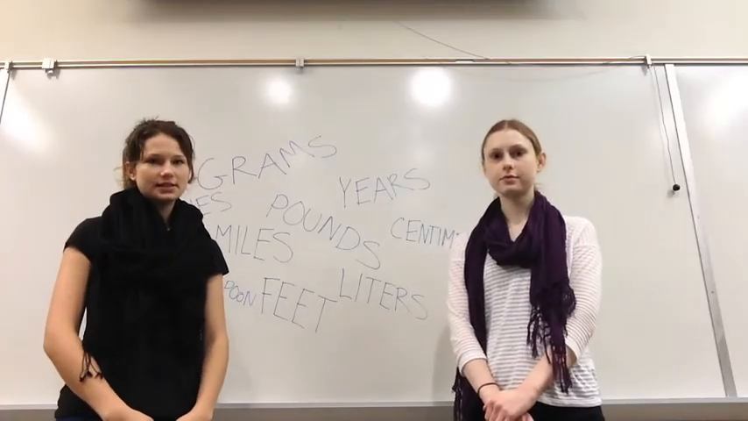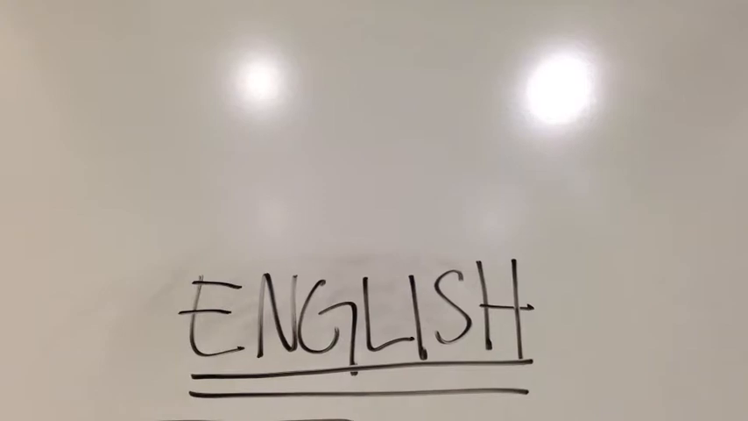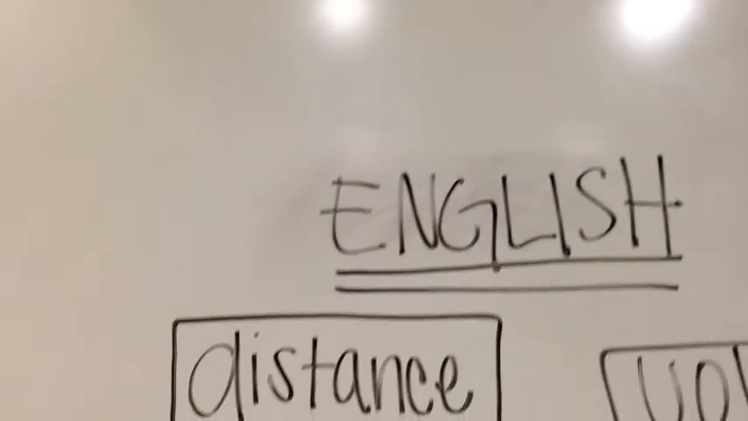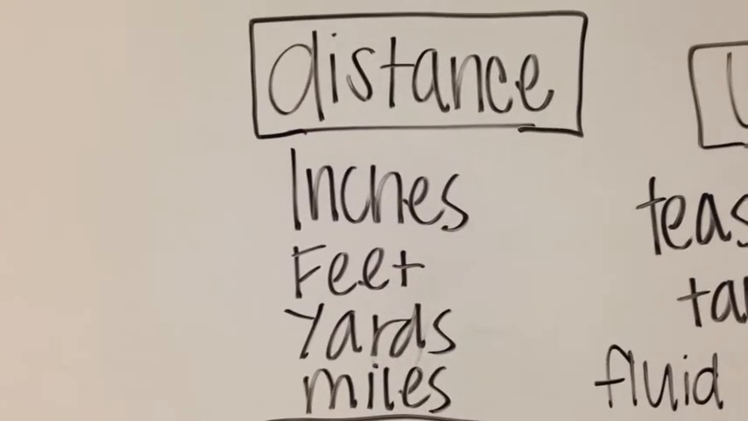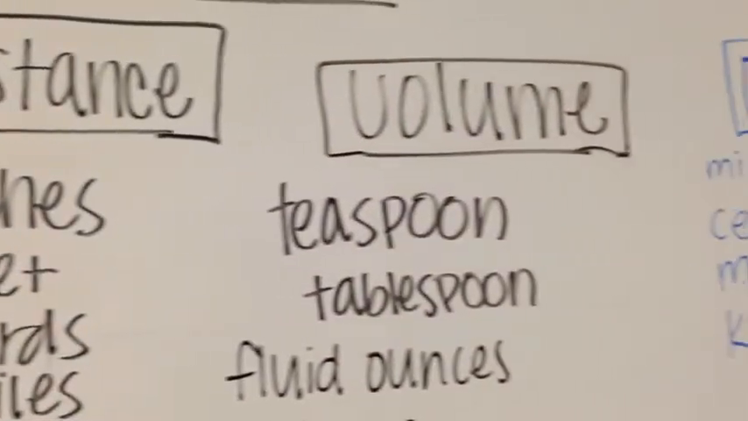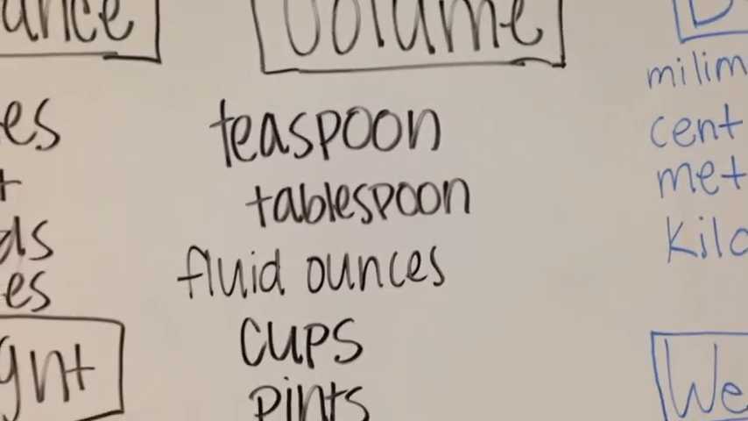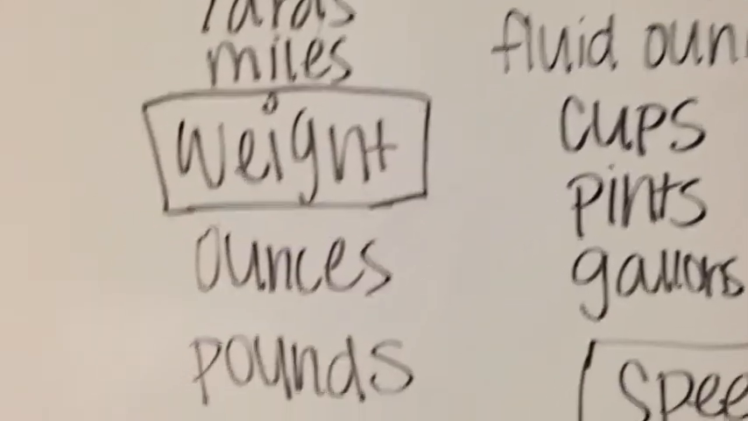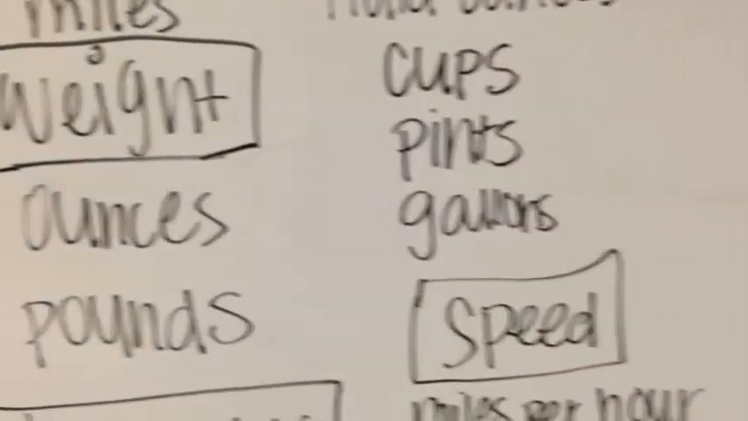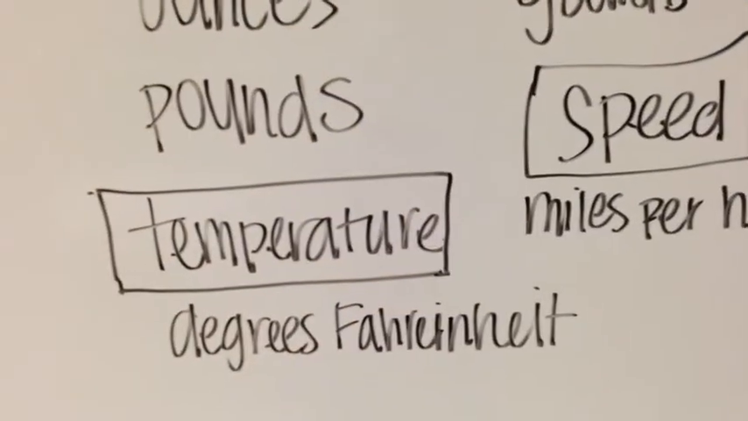There are two main systems for units: English and metric. Common units in the English system for distance are inches, feet, yards, and miles. For volume, teaspoon and tablespoon, fluid ounces, cups, pints, and gallons. For weight, ounces and pounds. For speed, miles per hour, and for temperature, degrees Fahrenheit.